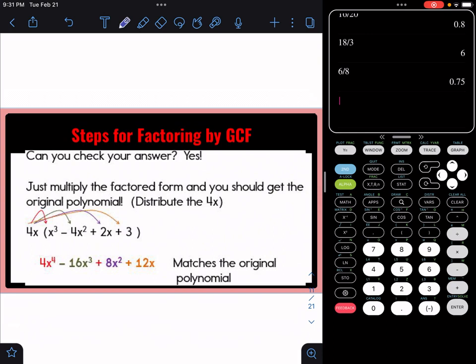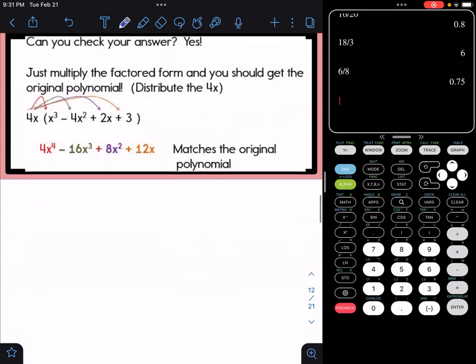And that shows that here. Can you check it? Yes, just multiply the factored form and you should get the original polynomial. So here we were distributing the 4x, and that ends up matching the original polynomial.